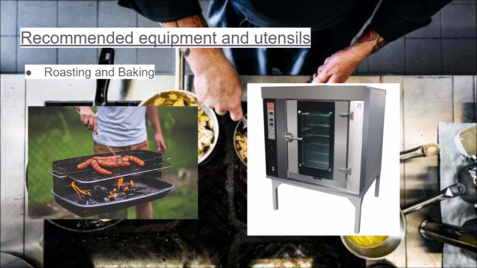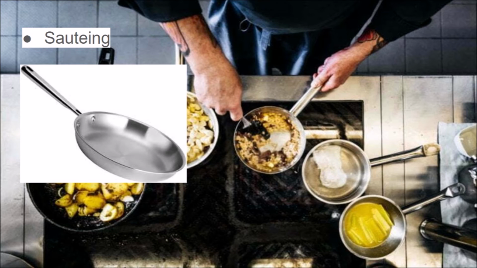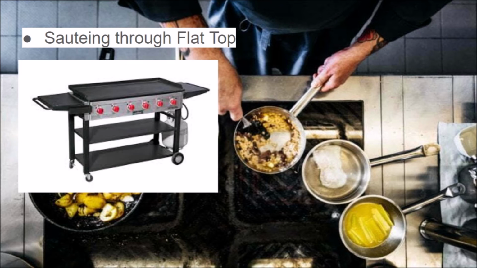consistent result. Sauteing. For sauteing, it is usually suggested that you use a skillet or a pan, usually the kind of steel, a steel pan. Searing on a flat top. For this, you need the equipment that comes with a flat top, or you can have an independent flat top that you can put in your kitchen.